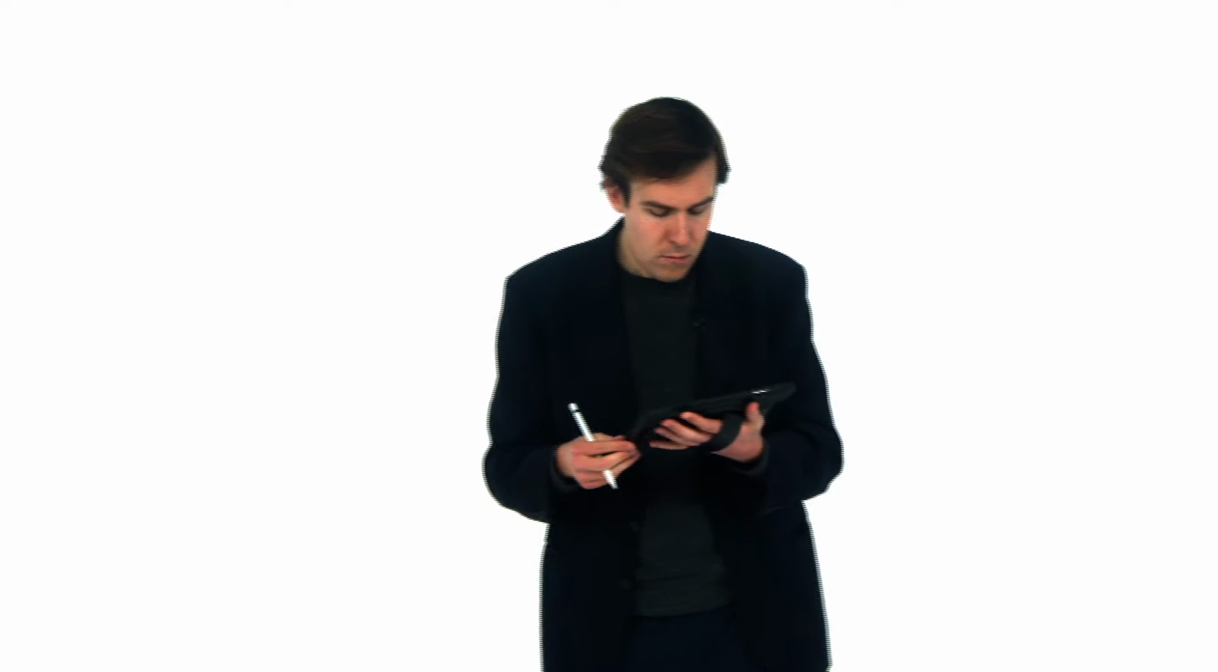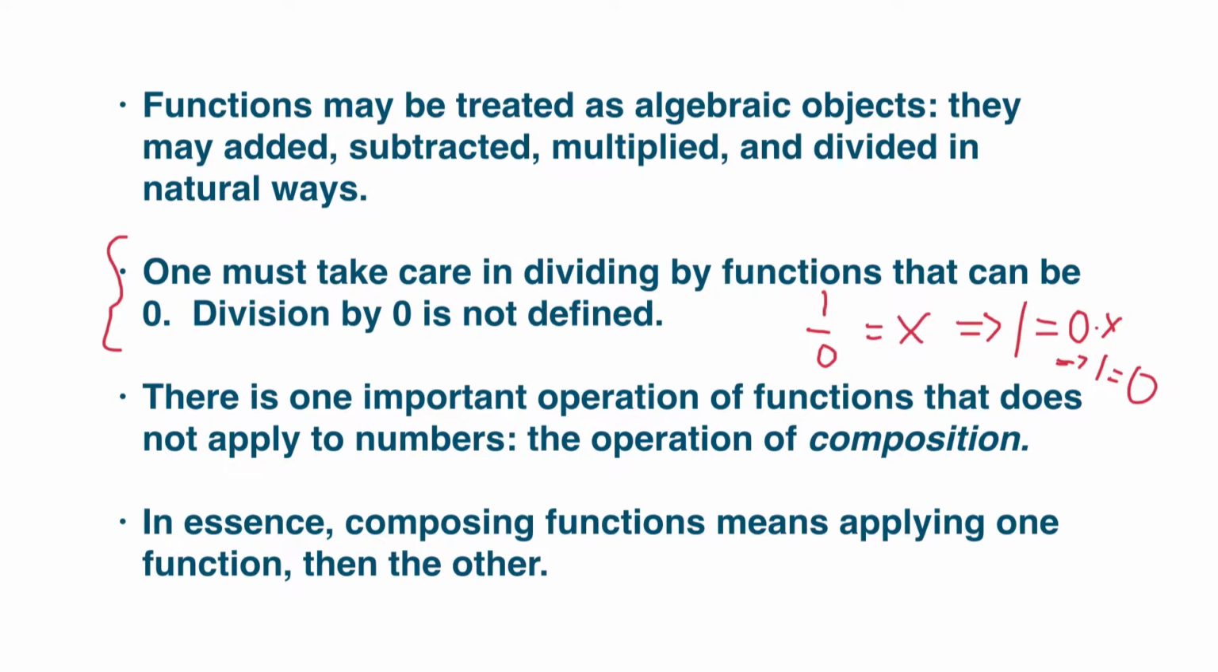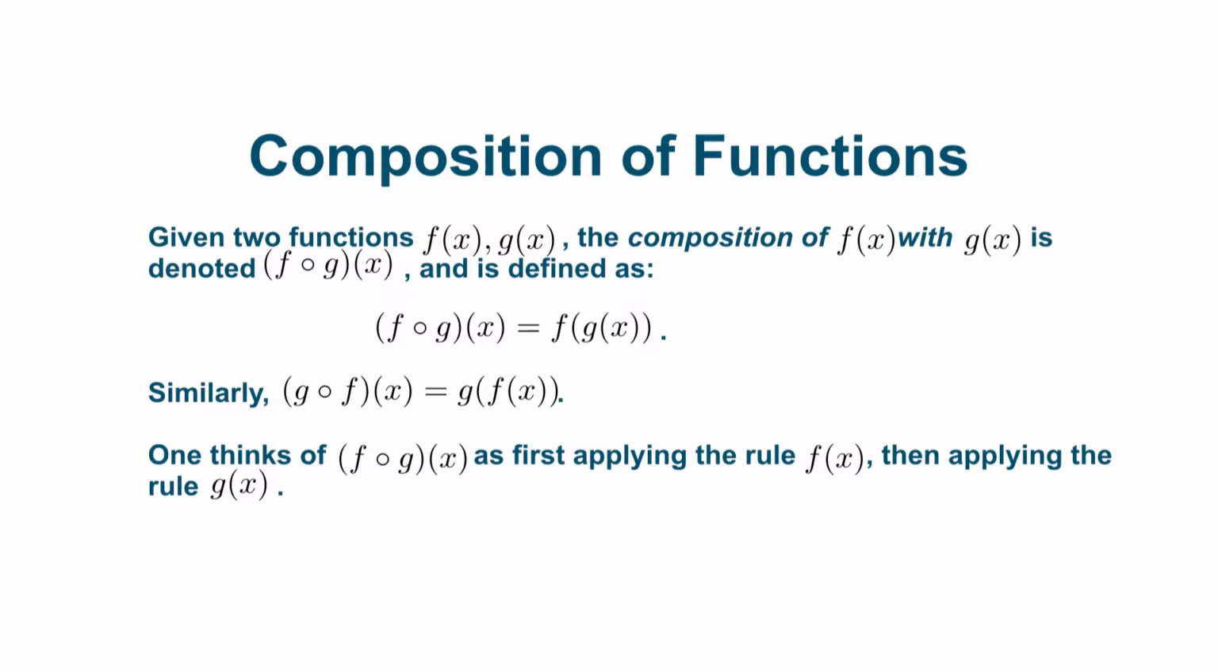So when you divide functions, you have to be careful about the bottom. If the bottom is ever equal to 0, you have to exclude that possibility. We'll get into this in a little more detail when we talk about the domain and range of a function. I also want to mention that composition of functions is something that you can't really do with numbers the way you can with functions. So what is composition?